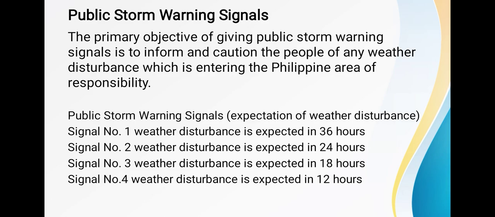Public storm signal number one is raised if the weather disturbance is expected within 36 hours. So they are announcing it ahead of time. Signal number two, expected within 24 hours. Signal number three, expected within 8 hours. And signal number four, expected within 12 hours. So meaning to say, the nearer the typhoon to a specific place, the higher the signal number.